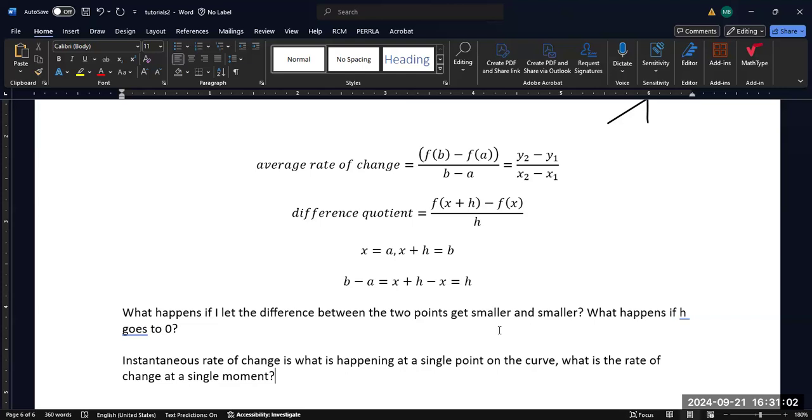But the idea here is that there's a connection between your average rate of change and your difference quotient. They're not actually different things. They're the same thing expressed in a different way. And then when you make those points get closer and closer together, this is when you tip over into calculus and you start getting the instantaneous rate of change, which is what we're interested in calculus: not what's happening over a wide span of time, but what's happening at a moment.